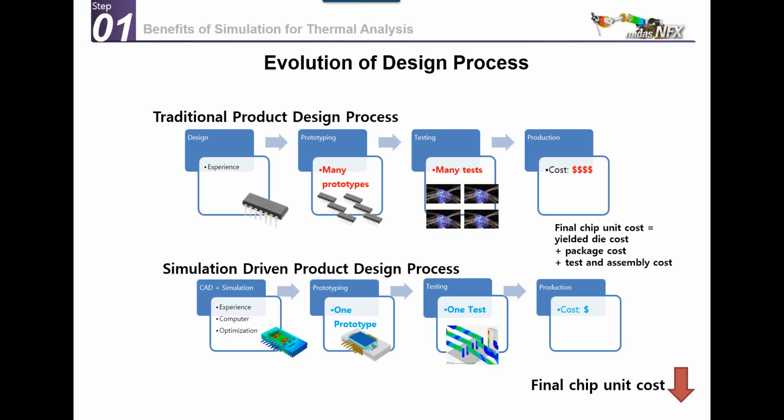So to begin right away with the evolution of the design process. As you may know, the traditional product design process involved a lot of experience and a lot of prototypes because it's a trial and error system. So you do a lot of prototypes, you do a lot of tests, and finally you get the most satisfying product. So the cost is quite high usually, and this is why simulation-driven product design has been invented.